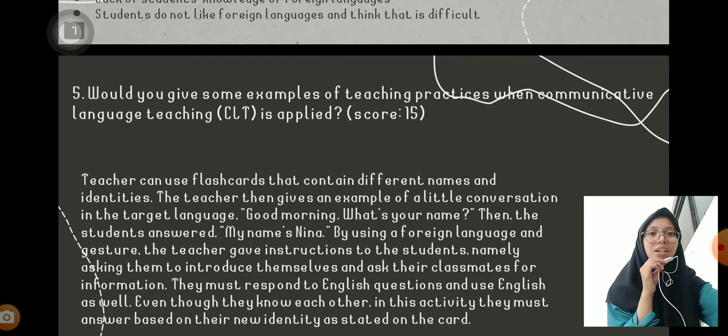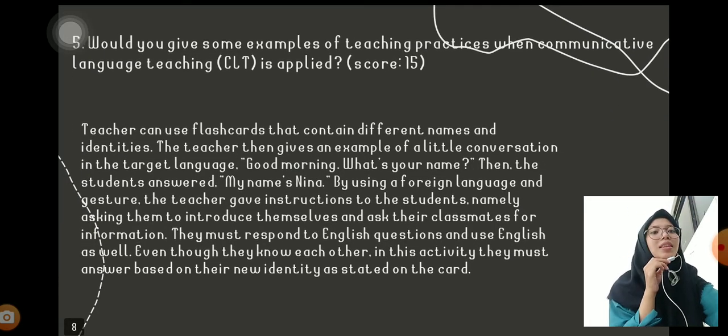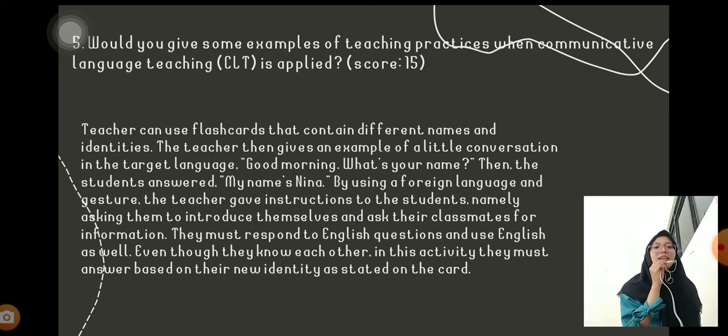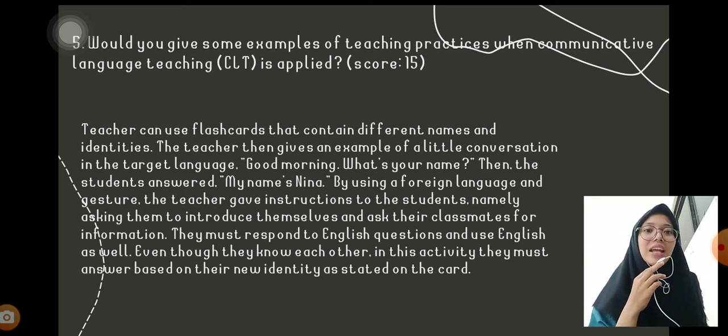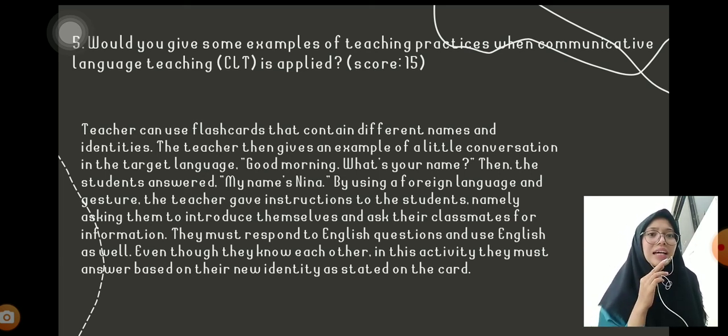And next for number 5. The question for number 5 is, would you give some example of teaching practice when communicative language teaching or CLT is applied? Okay. For the examples I have, the teacher can use flashcards that contain different names and identities.